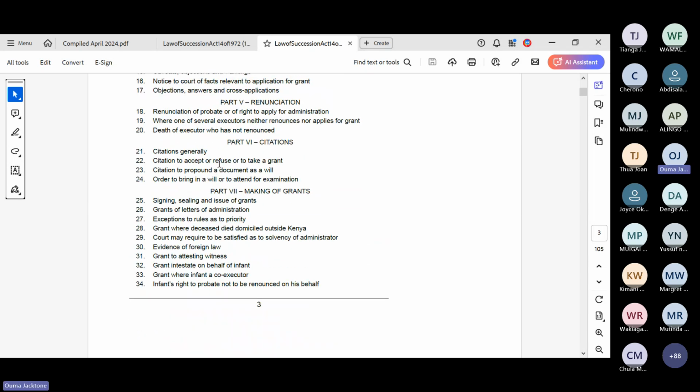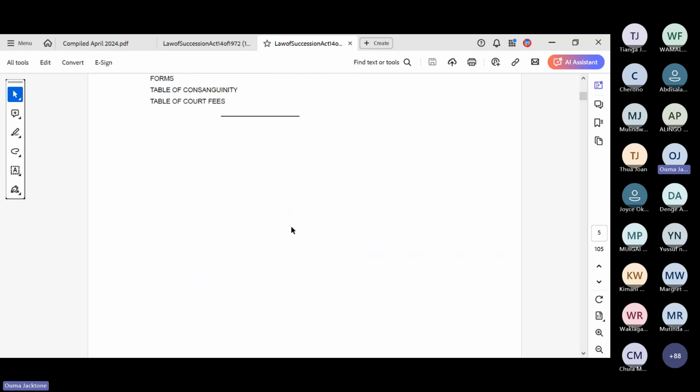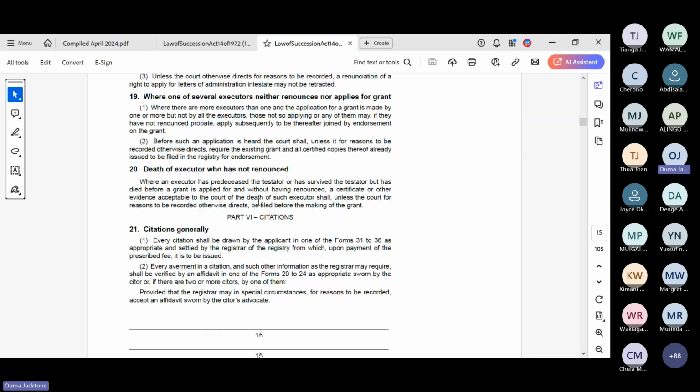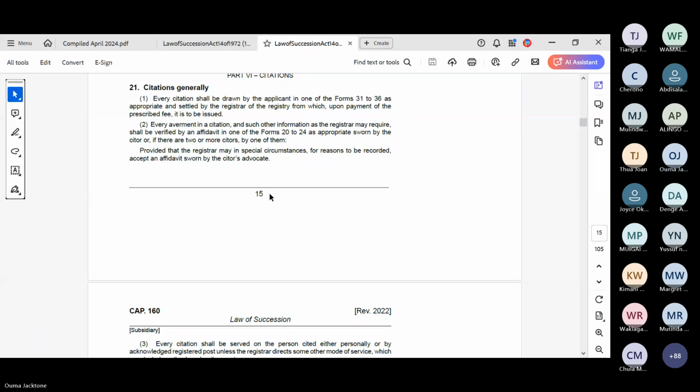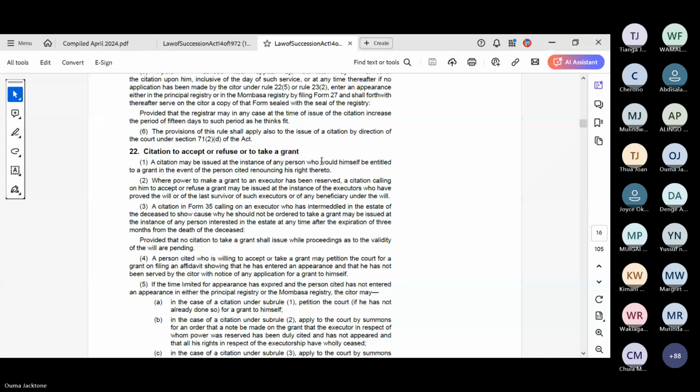Rule 21. Rule 21 is this one. Citations. Guys, okay. All right, let's read 21. Some of you have not seen these rules, and I've said you need to read the rules. That is, I mean the probate and administration rules. Very, very important. So every citation shall be drawn by the applicant in one of the forms 31 to 36 as appropriate, and settled by the registrar in the registry. That is citations generally. And then you come to 22, citation to take a grant. Okay, citation to take a grant.